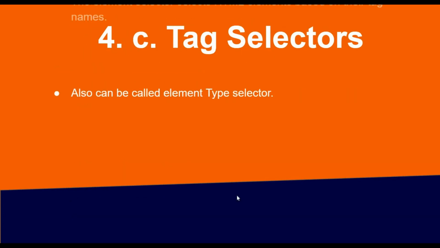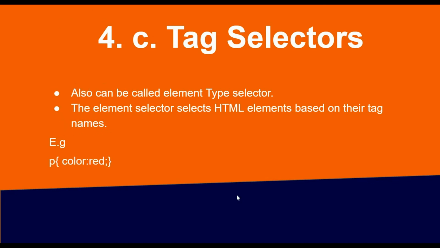We have tag selectors. This selects all elements that have the given node name. This could be a tag name. The element selector selects HTML elements based on their tag names. For example, we have p, which is a tag, and then property followed by value.